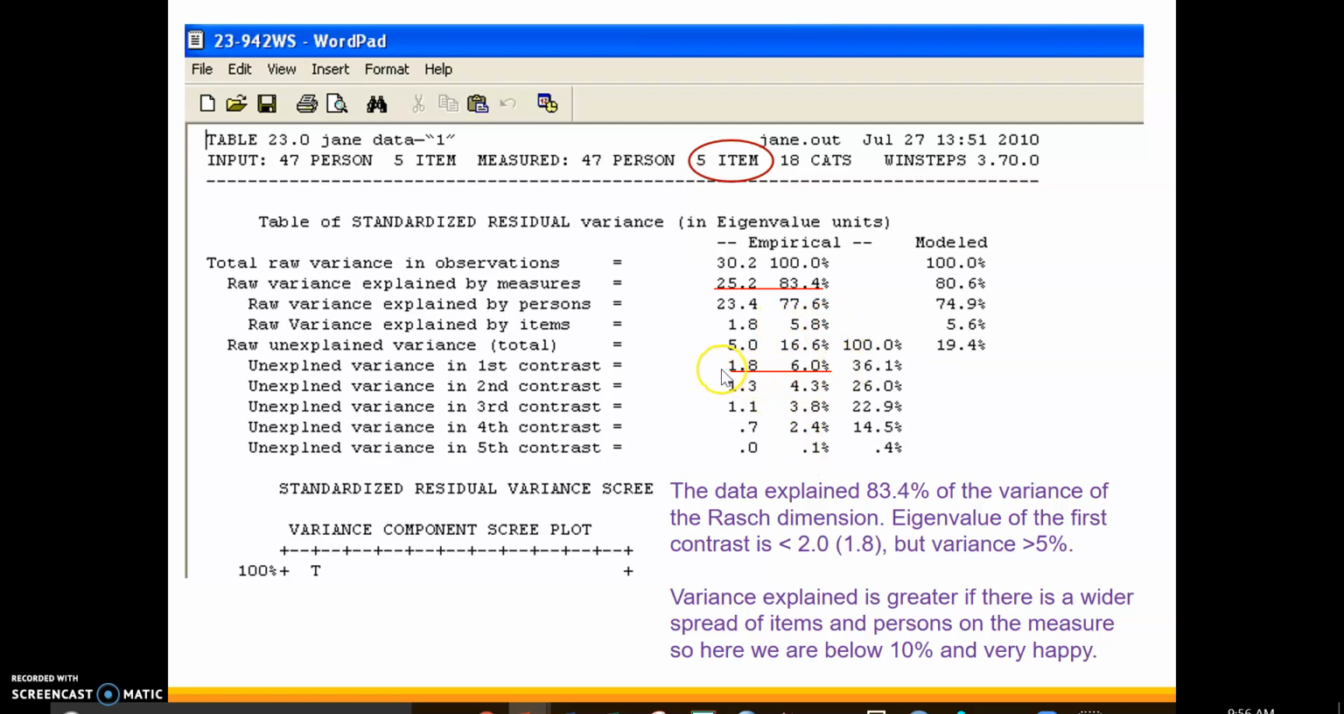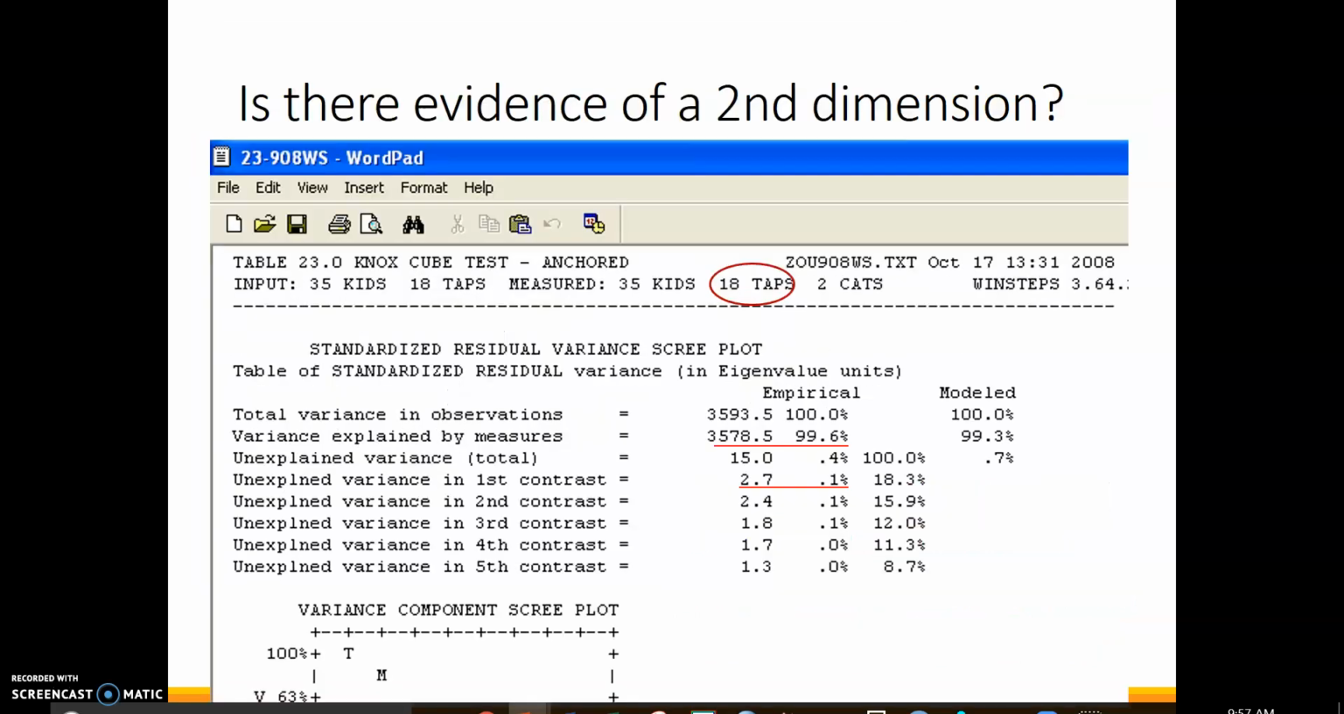So here we have an eigenvalue of 1.8, so that's below 2. I'm just going to stop right there and say it is not showing a second dimension. Even though it's explaining 6%, which is higher than our 5%, the eigenvalue kind of trumps that, and we're happy. So I'll let you pause the video and look at this one.